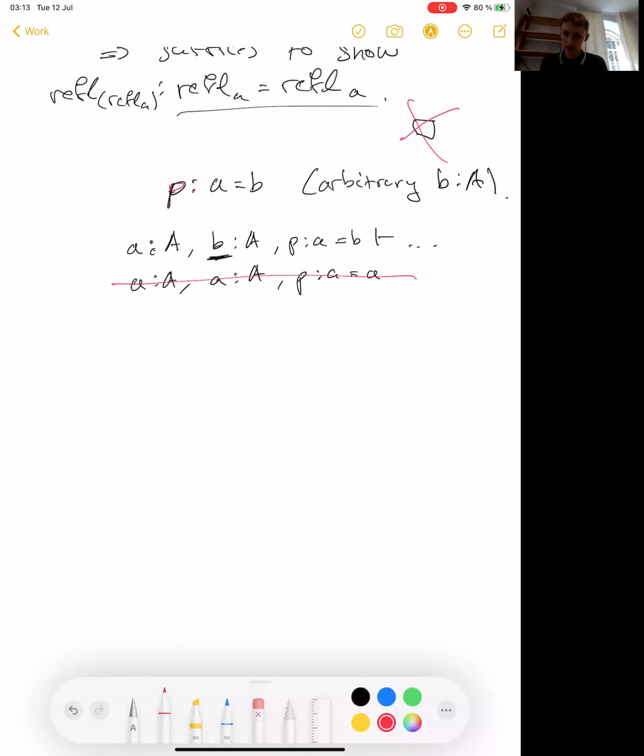So this is going to make a lot more sense to you later when you see univalence and these types of things. Then you're going to be able to prove that this is actually false. We don't really have the tools yet to prove that it's false.